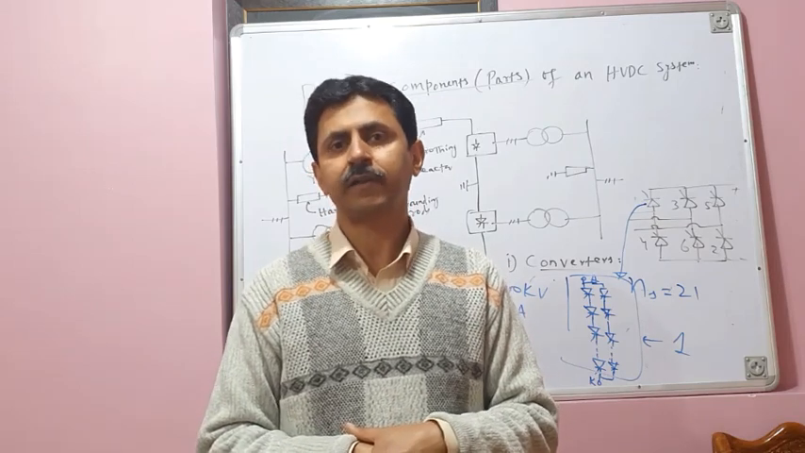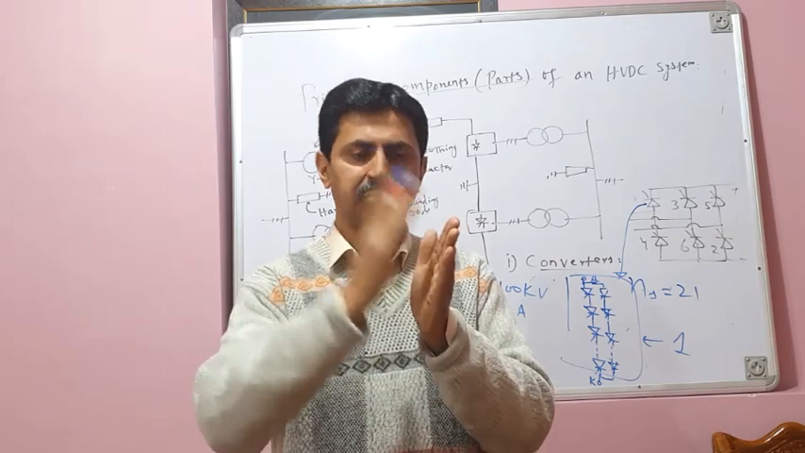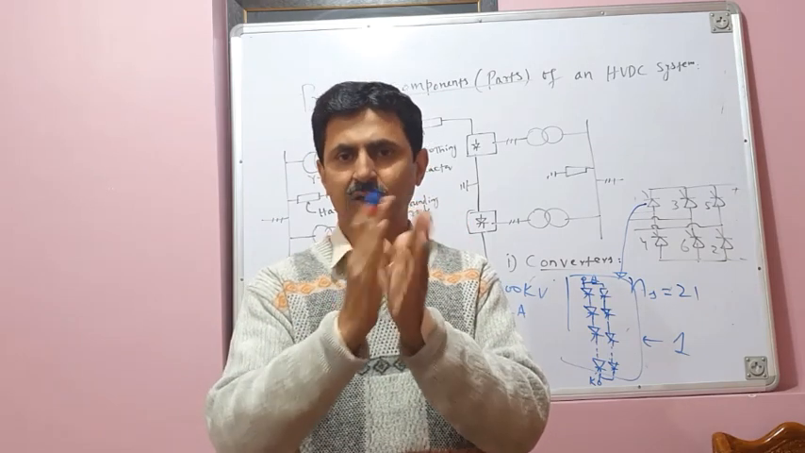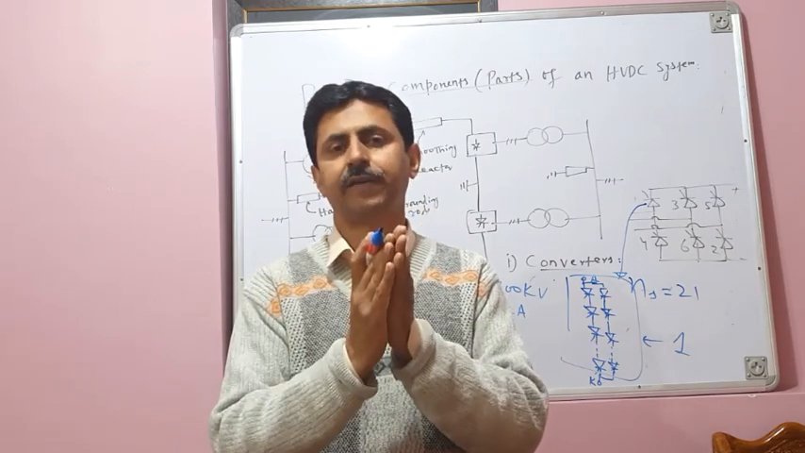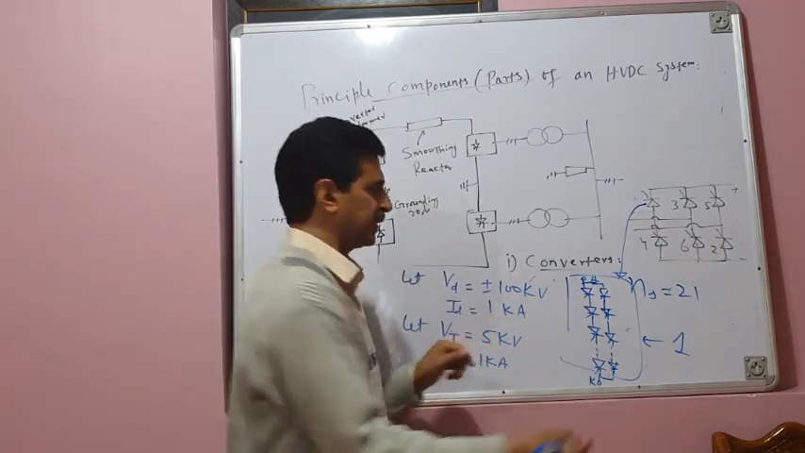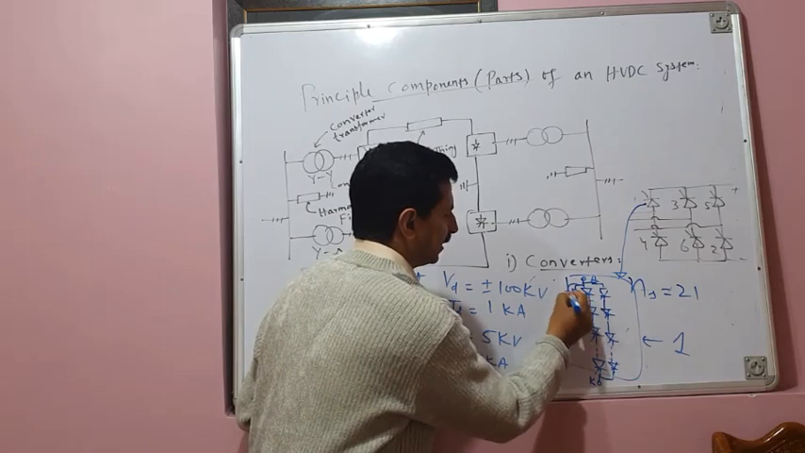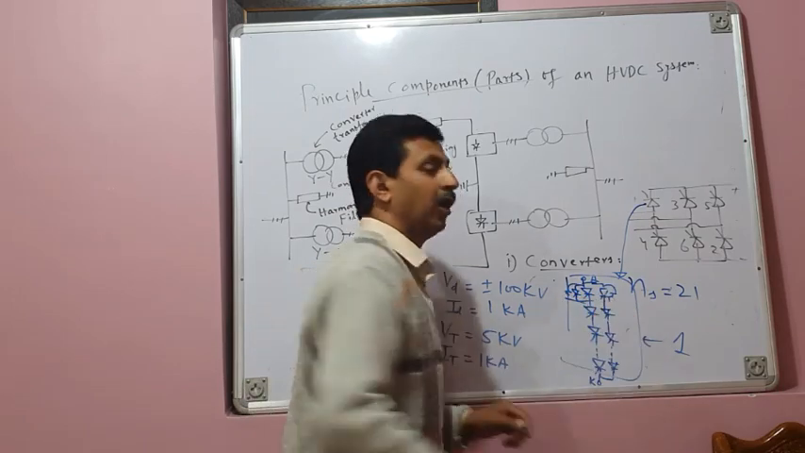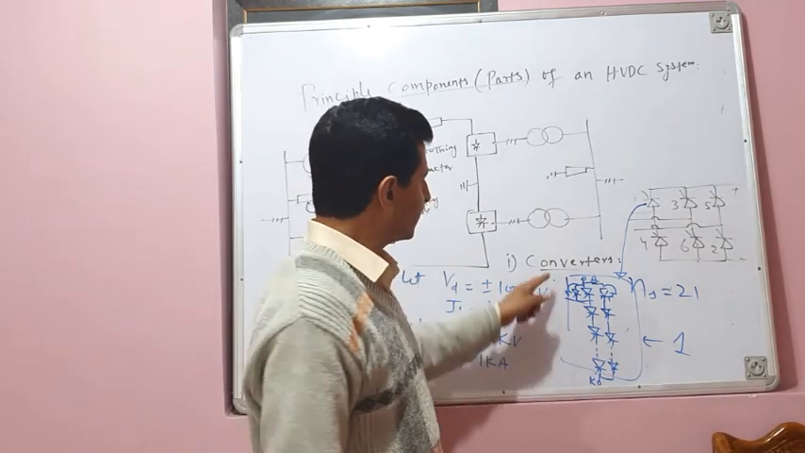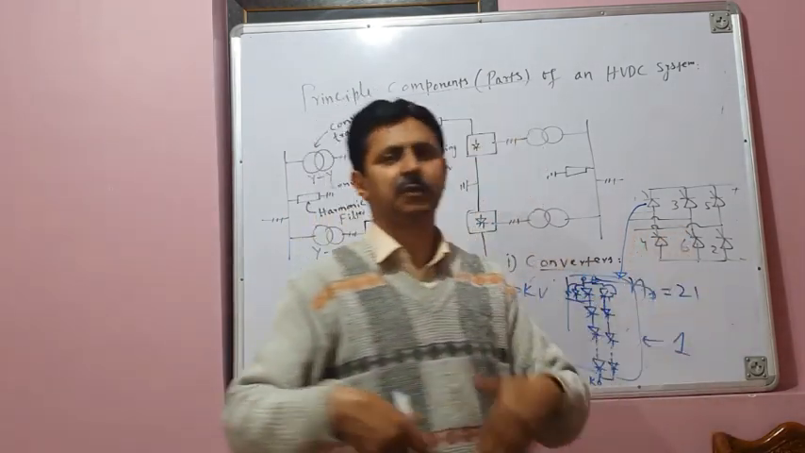You can increase the current rating of a converting station by putting thyristors in parallel, because a parallel combination of thyristors increases the current rating, or by putting the valves in parallel. For example, thyristor in parallel means like this, another thyristor, similarly here, or valves in parallel. Valves in parallel means this is one valve and you put another similar valve in parallel.